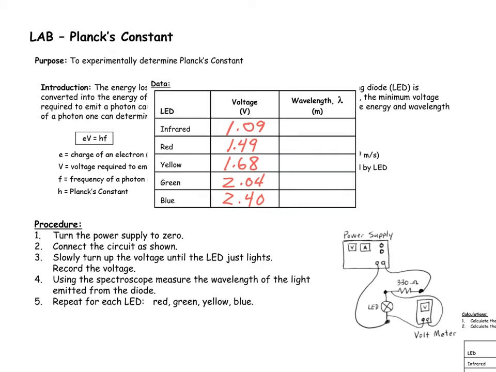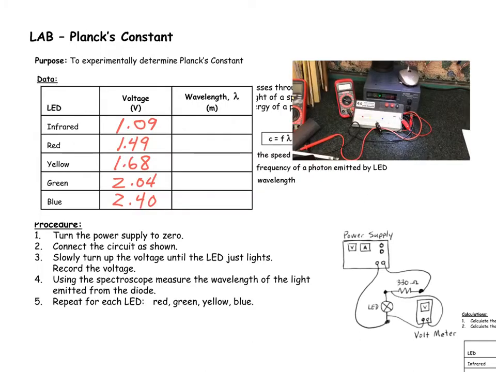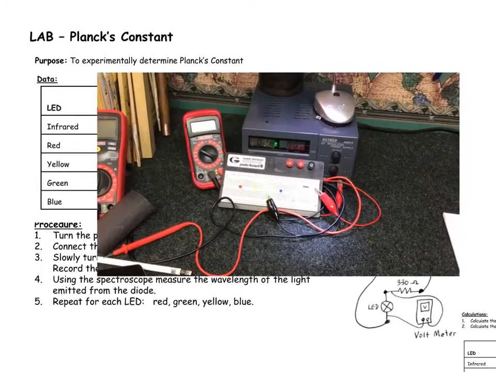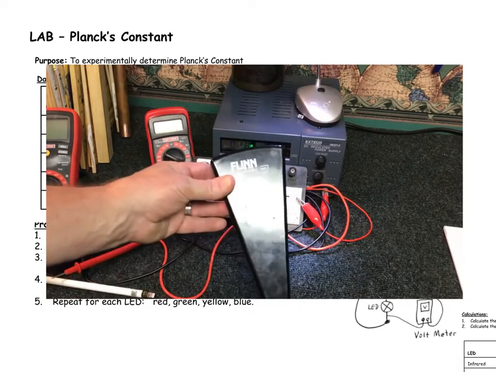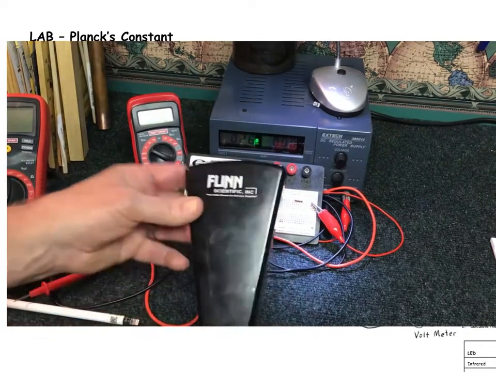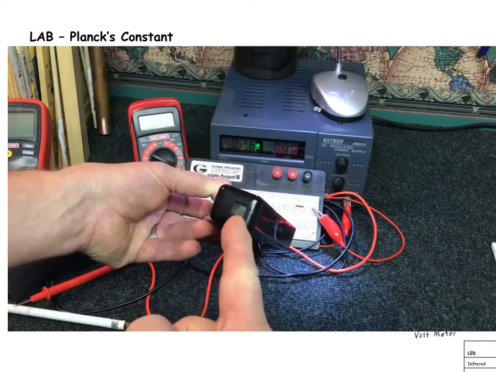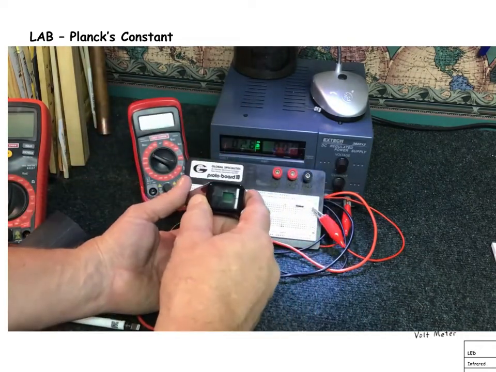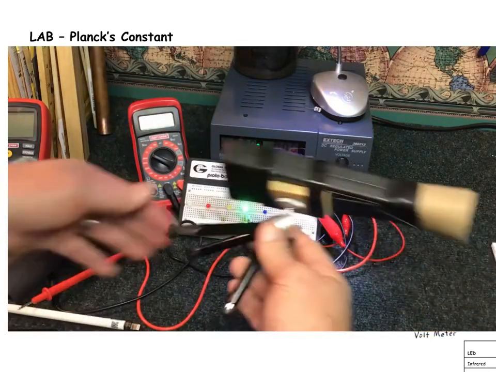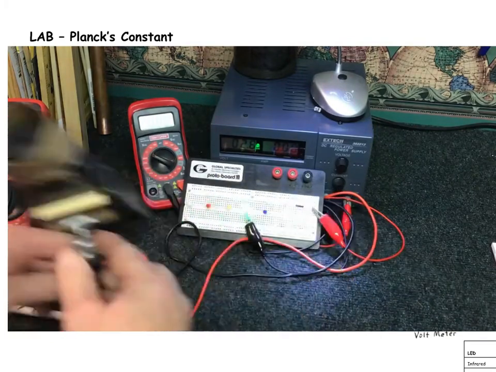Next then, we need to use the spectroscope to measure the wavelength of the light emitted from each diode. Now, how are we going to get the wavelength? We're going to use a spectroscope. A spectroscope has a little hole in here and light shines in, goes through this diffraction grating, and then there's a scale. We line it up. We're going to use this one, which is mounted to a little tripod. We're going to set that up next to our light.